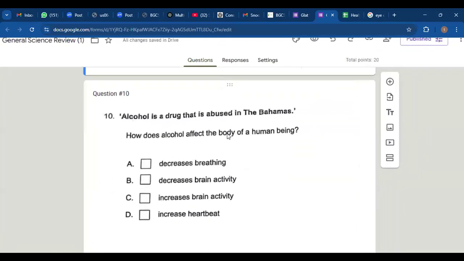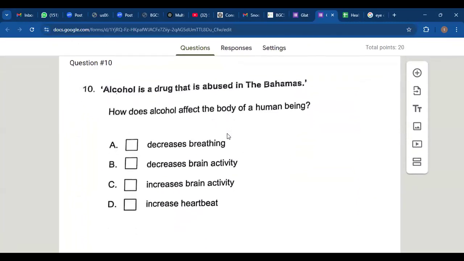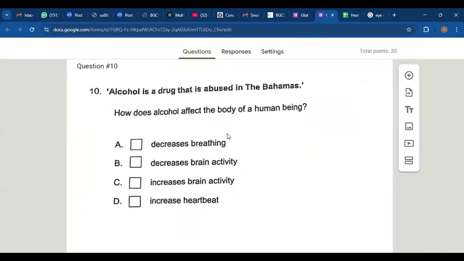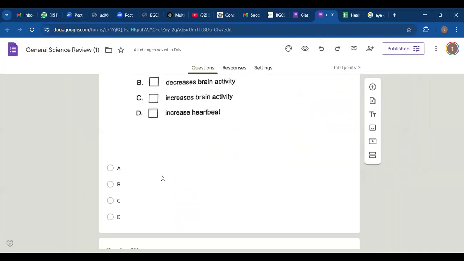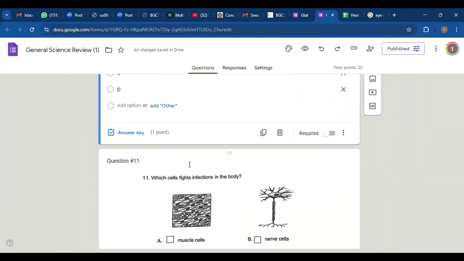Alcohol is a drug that is abused in the Bahamas. How does alcohol affect the body of a human being? Decreases brain activity. That's going to be B. You just saw that before.